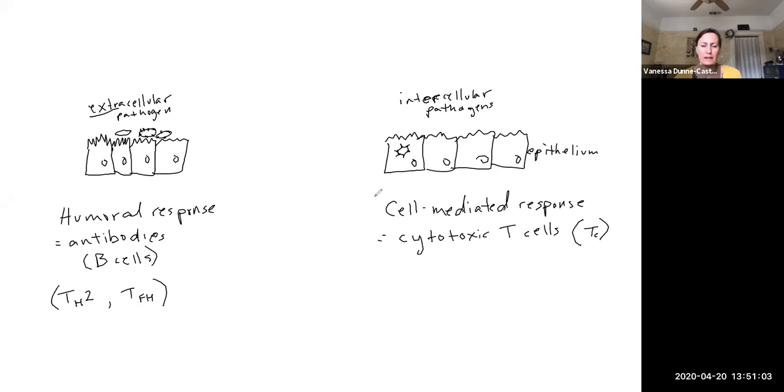I just really wanted to make sure you guys are understanding that when we're discussing our different types of lymphocyte responses, it really depends on the nature of the pathogen what type of response is going to be required and boosted for the development of that response.